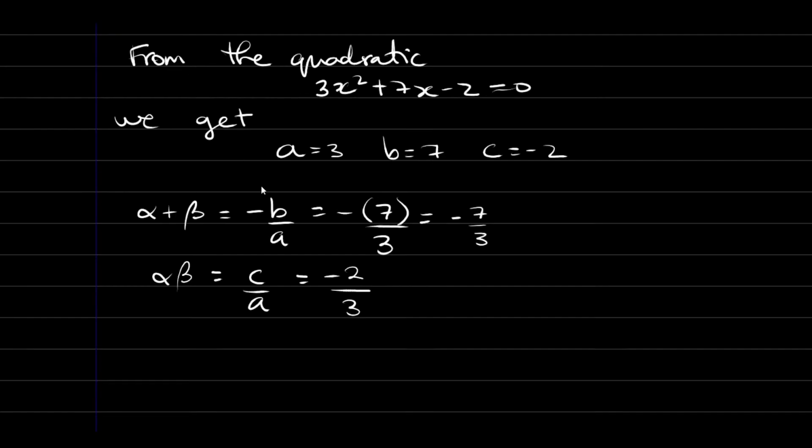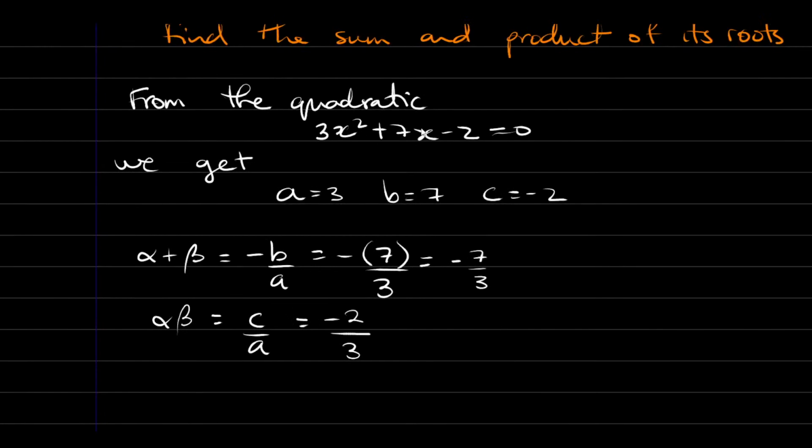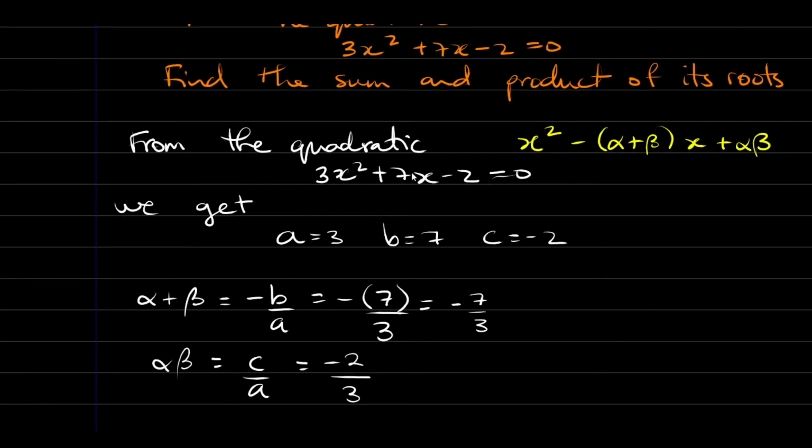Now, another way that we can do this is by just simply taking the quadratic itself and putting it in the product and sum form. The form that I remind you of is this, where x squared minus alpha plus beta x and then plus alpha beta. So if we put the quadratic in that form, we should be able to get these answers very quickly. So let's do that.